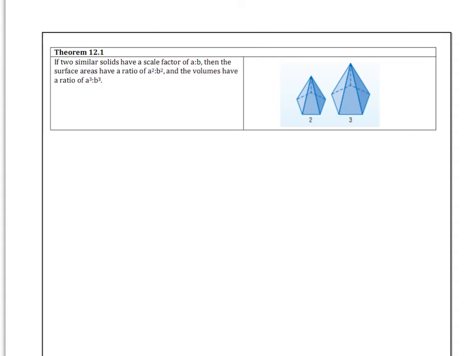So here's the rule. It says if two similar solids have a scale factor of A to B, then their surface areas have a ratio of A squared to B squared, and their volumes have a ratio of A cubed to B cubed. Very important. This is the main idea of this section.